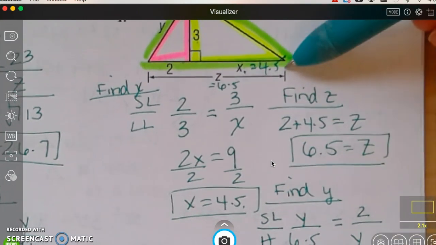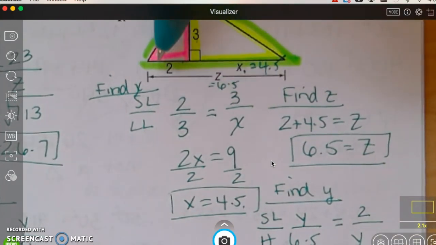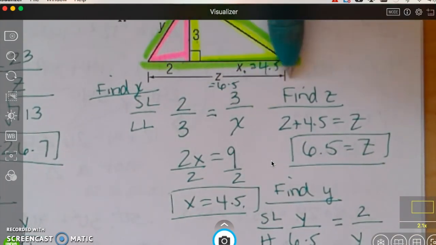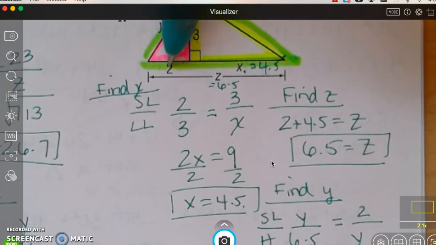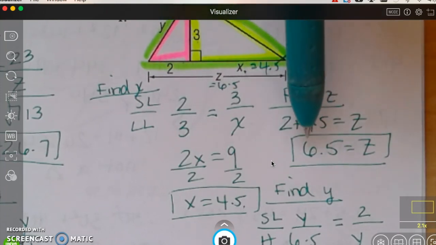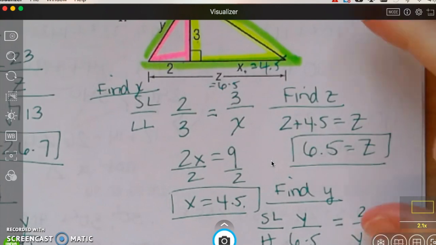So I'm going to plug that in here. Z is actually pretty simple. I'm looking at the full length of this hypotenuse for the green triangle, which means I just add these two segments together and get 6.5. So that one was pretty simple.